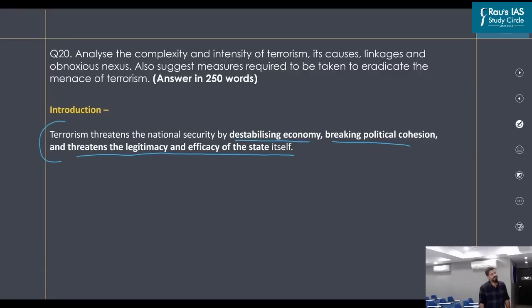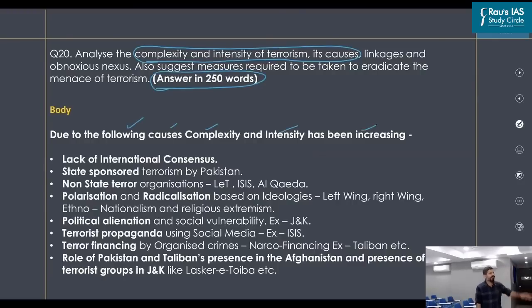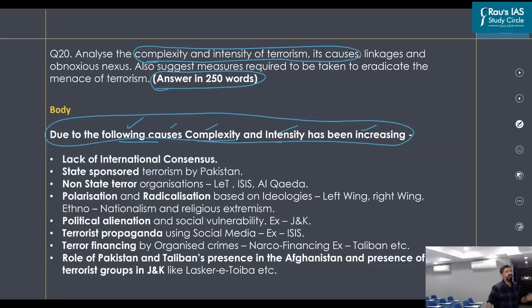Second part is, of course, we need to highlight the complexity, intensity, and its causes collectively. That way we can reduce the number of words that we have to write, because we have to write this answer in limited words, that is 250 words. If we divide it into 3 parts, that will make our answer more lengthy and time consuming. And by writing that due to the following causes, the complexity and intensity has been increasing, we have integrated all these 3 parts into one.